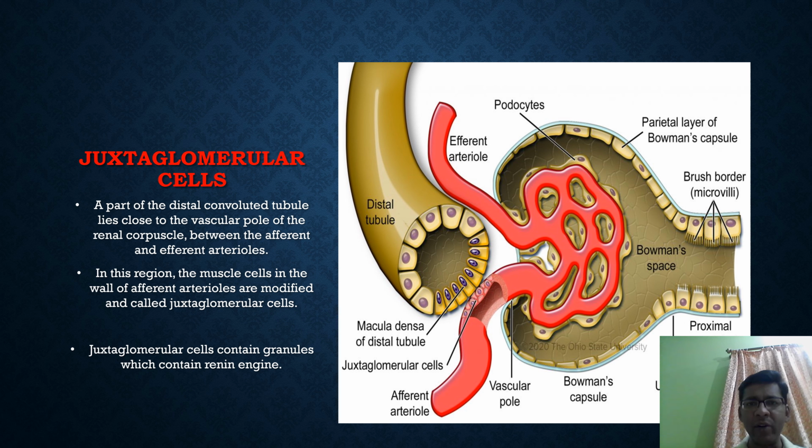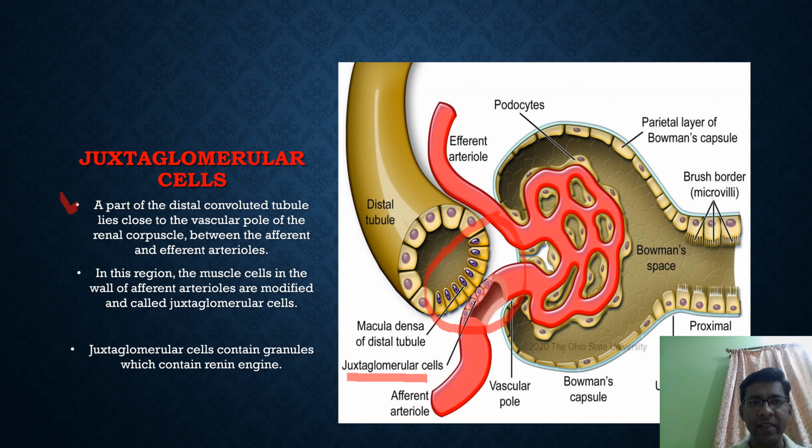So coming to the juxtaglomerular cells, first we have to see where the juxtaglomerular apparatus remains. So this is the area of the juxtaglomerular apparatus. Kindly see the picture. This is the area of the juxtaglomerular apparatus, just my round circle. So what are the three structures that remain in the juxtaglomerular apparatus? First, the juxtaglomerular cells. So these are the juxtaglomerular cells. What is a juxtaglomerular cell?